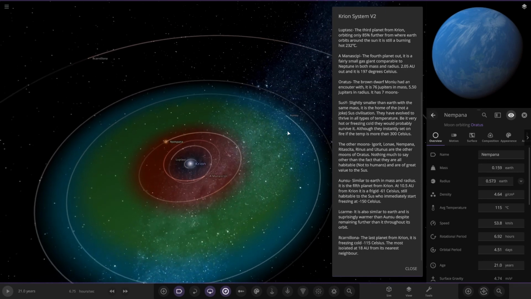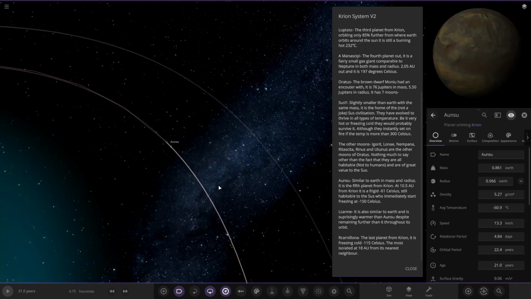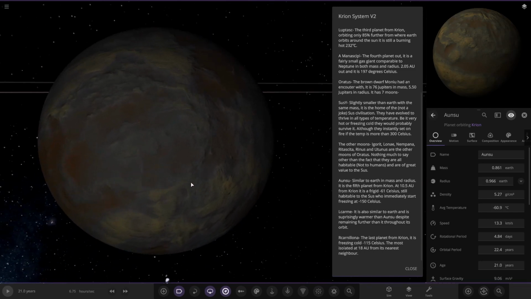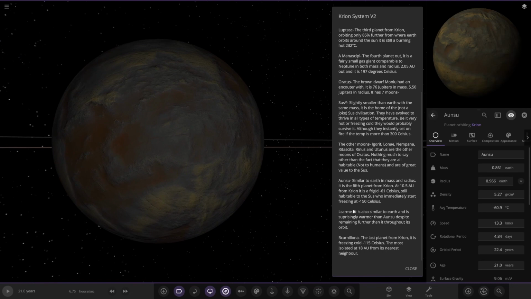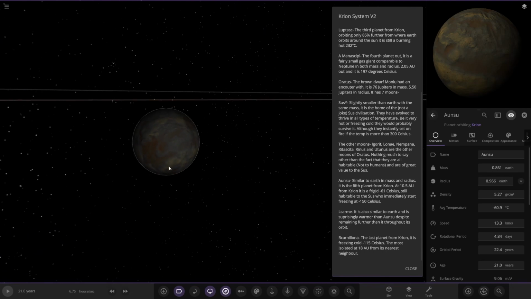There we go. Right, next up we're taking a jump to Ansu over here. Similar to Earth in mass and radius, it is the fourth planet at 10.5 AU. It's a frigid minus 61 Celsius. Still habitable to the Sasu, who immediately start freezing at minus 150. Okay, so there it is. Cool.